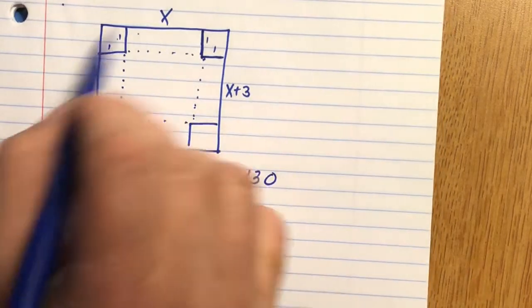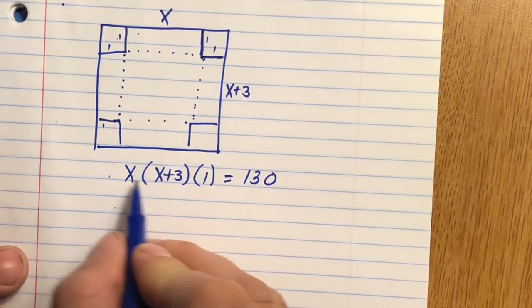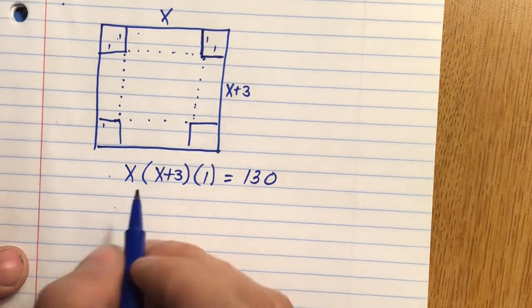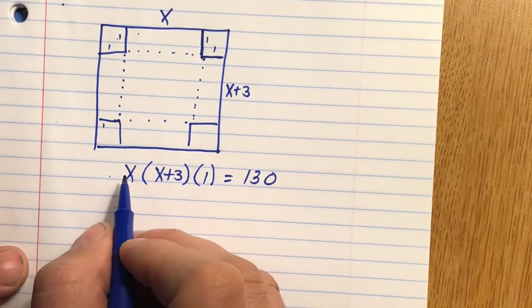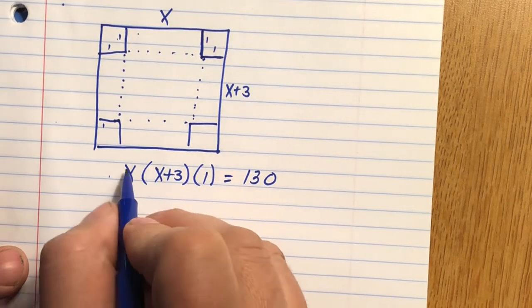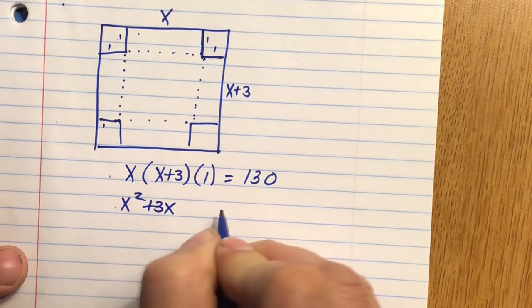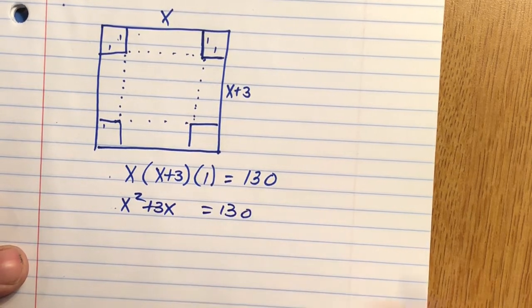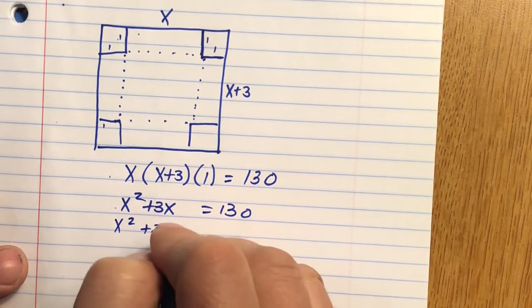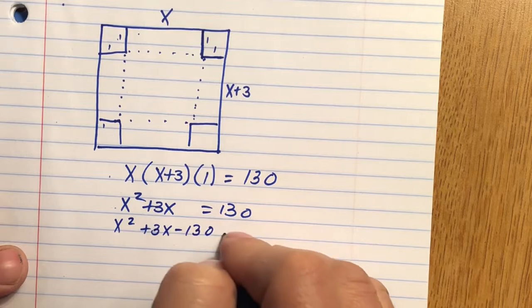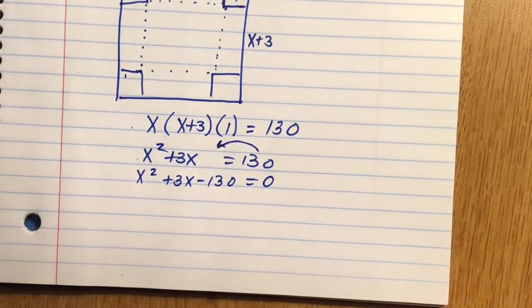So all they did was they gave you an example to get you to write that out. So those are my 3 factors. Now this is in factored form. They want to figure out what the dimensions are. So I need to figure out what x is. So this is going to end up being a quadratic. So let's go ahead and multiply this together. I get x squared plus 3x is equal to 130. All right. And then I get x squared plus 3x minus 130 equals 0. So what I did was I took this, set that equal to 0.